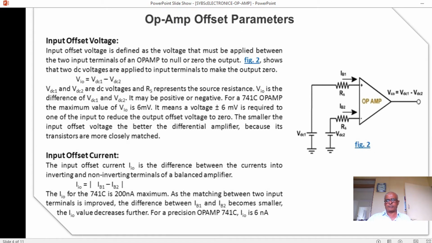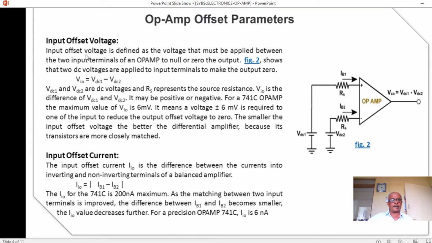In this diagram, the output is taken at the arrowhead of this op-amp symbol, and there are two inputs. The non-inverting input denoted by plus symbol is connected through resistance Rs to the DC input V1, and the DC input V2 is connected through a resistance to the other terminal, that is the negative terminal of the op-amp, the inverting input. Let us assume that IB1 is the base current flowing through the first input of the op-amp, while IB2 is the base current flowing through the second input.